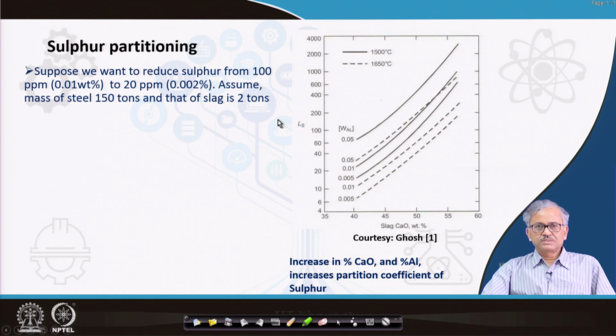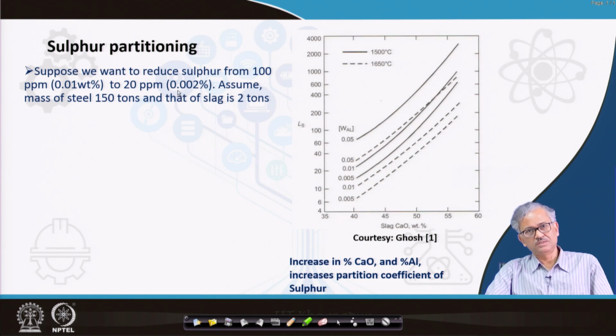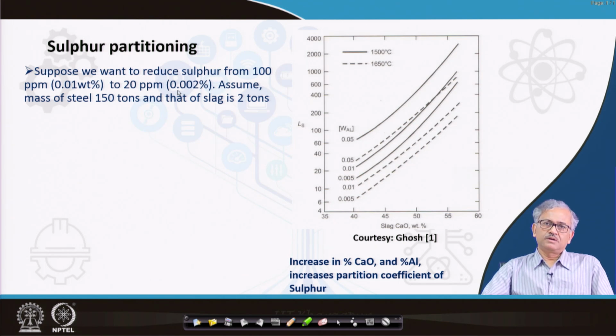Now let us make some calculation to understand how much the equilibrium partition coefficient is required for an effective desulphurization. Suppose we want to reduce the sulfur from 100 ppm, which means 0.01 weight percent, to 20 ppm. As I said, by synthetic slag treatment we can easily make it to 20 ppm, that is 0.002%, very low.